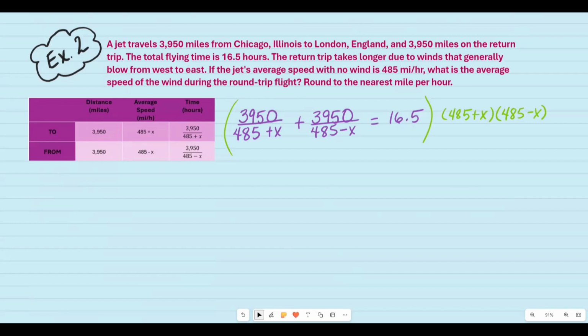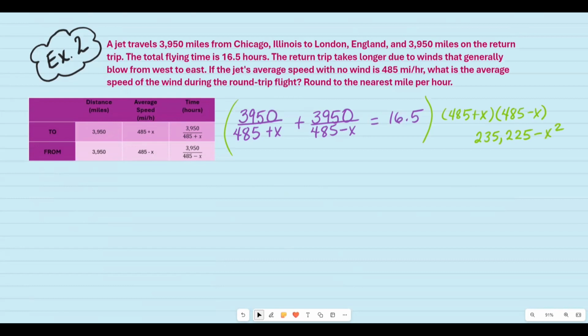What I would do, and I'm just going to go ahead and multiply this out. So 485 times 485 is 235,225. Because there's a plus and a minus x, the middle is going to zero out. So I'm just going to multiply them. Negative x times positive x is negative x squared.